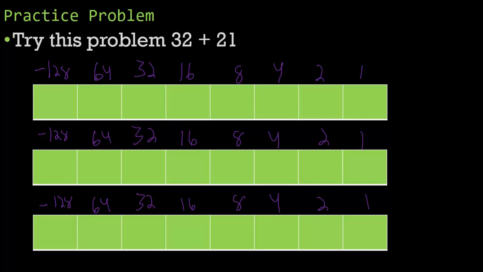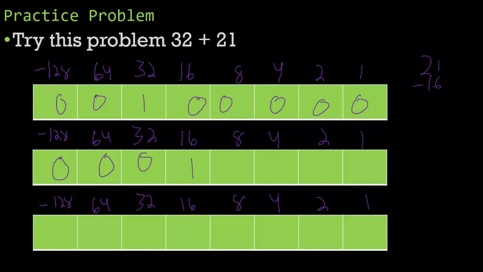So 32, very easy, 32. I don't need any of these other numbers. 21 is a little more complicated. Now it is a positive number, so I don't need the negative. I can't use 64, I can't use 32. I can use 16, and when I do 21 minus 16, that comes out to 5, so I can't use 8. I can use 4, and then when I subtract 4, I'm now looking for 1. Okay, and with that done, we can now do our addition.